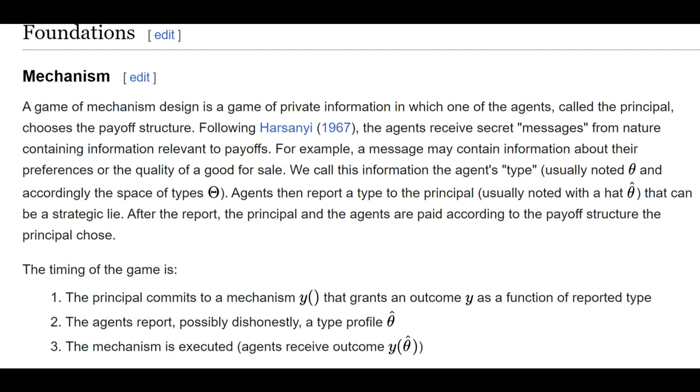The timing of the game is: first, the principal commits to a mechanism that grants an outcome as a function of reported type. The agents report, possibly dishonestly, a type profile. The mechanism is executed.